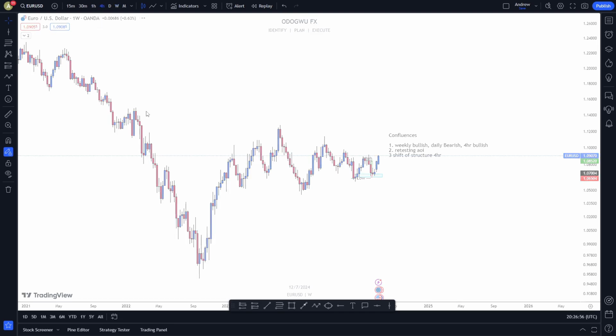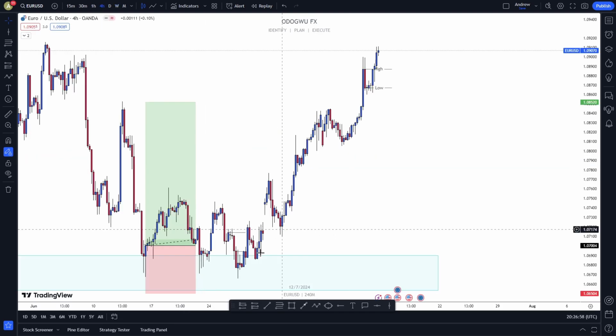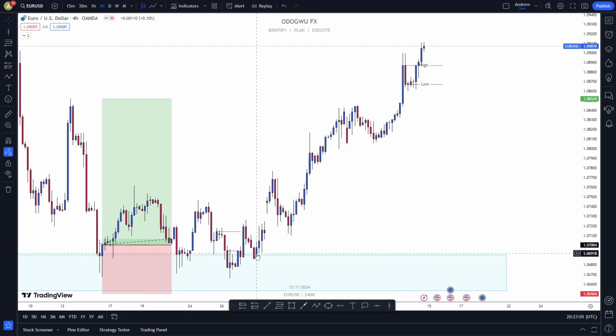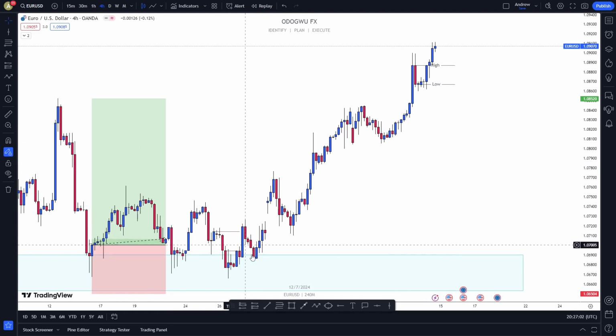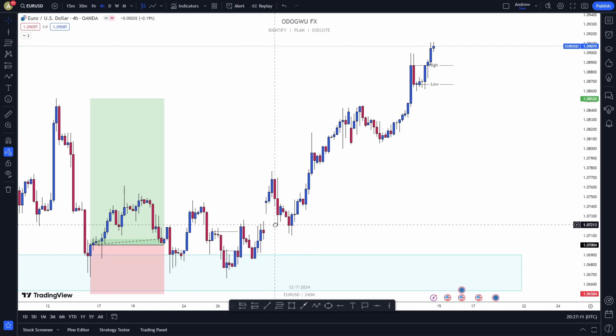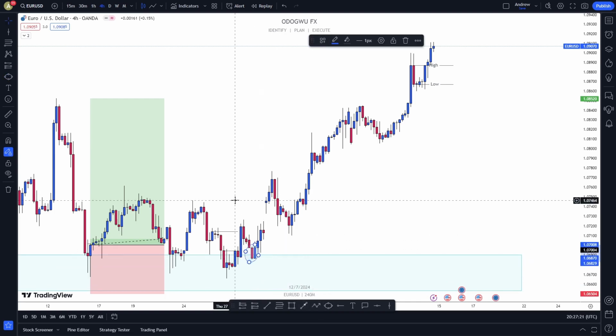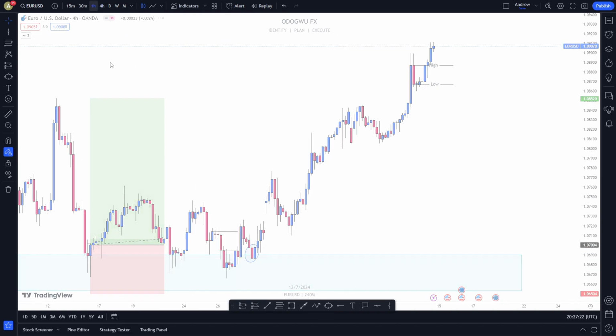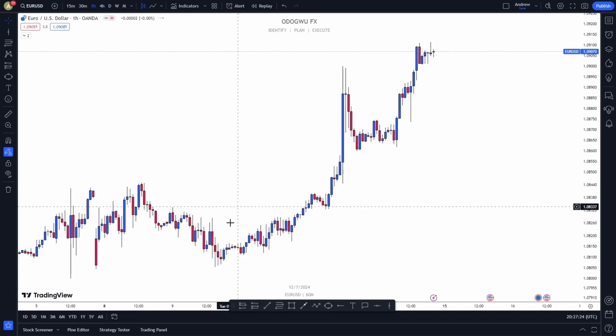And then on these 4 hours after the shift of structure, we still have to wait for price to come back down to a level that we trust, because this shift of structure can happen higher. But then we still have to wait for price to come down to an area that we can trust. So if I'm to circle this, our entry time frame is usually the 1 hour, so that we can get a good risk to reward.